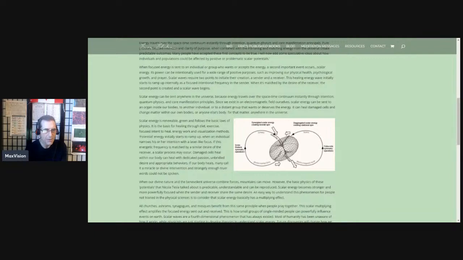It is the basis for healing through diet, exercise, focus, intention to heal, energy work, and visualization methods. Potential energy initially starts to ramp up when an individual narrows his or her intention with laser-like focus. If this energy frequency is matched by a similar desire of the receiver, a scalar process may occur. Damaged cells in our body can heal with dedicated passion, unbridled desire, and appropriate behaviors. When our body heals many cells, it's a miracle or divine intervention.